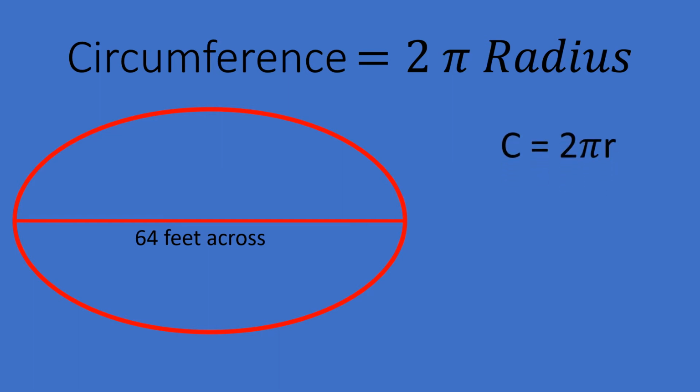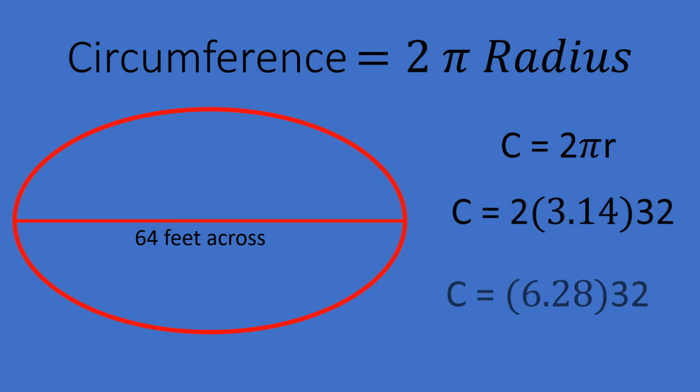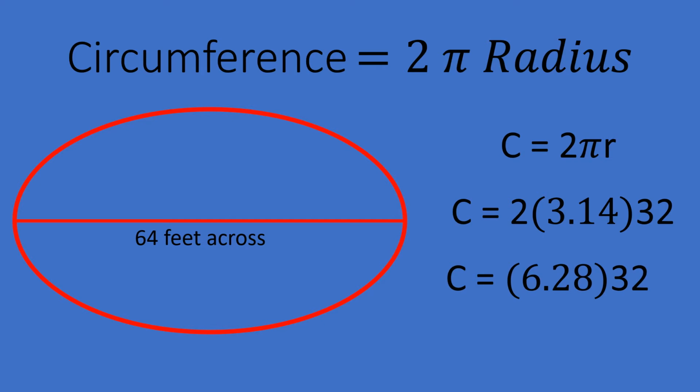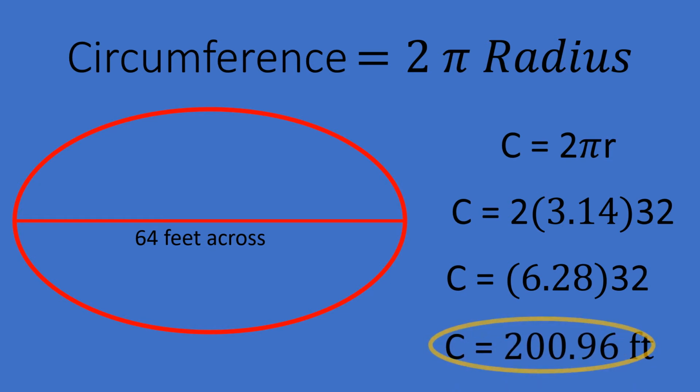So when we go to plug in the information into this formula, the 2 is a 2, pi is 3.14, but we've got to figure out the radius of this circle. And this is where it gets tricky. What they've given us is the diameter. If you remember, radius is half the diameter. So the radius for this circle would be 32 feet. So those are the values we're going to plug in, and then just go to work on our calculator. 2 times 3.14 is 6.28, and then 6.28 times 32 gives us 200.96 feet.